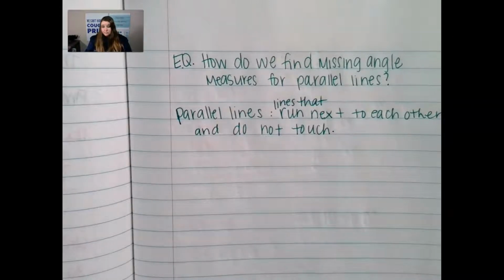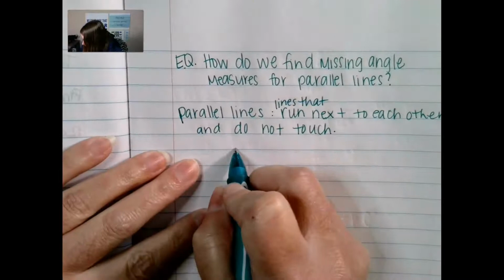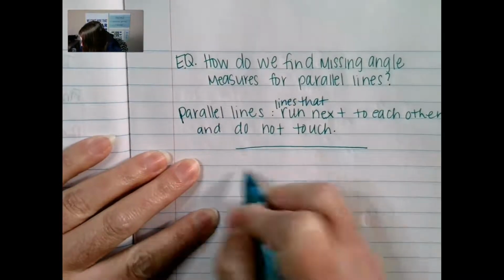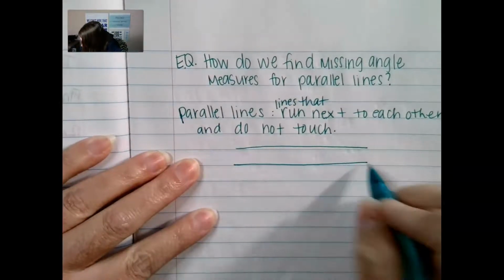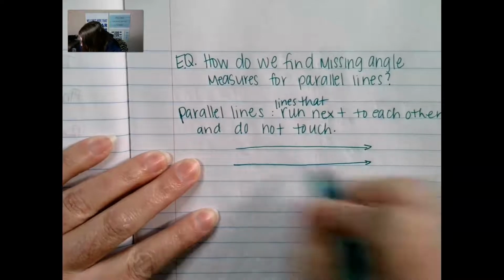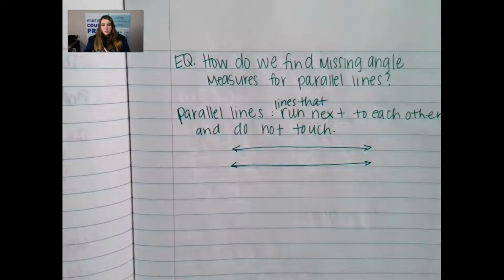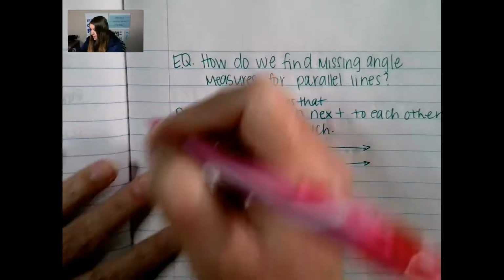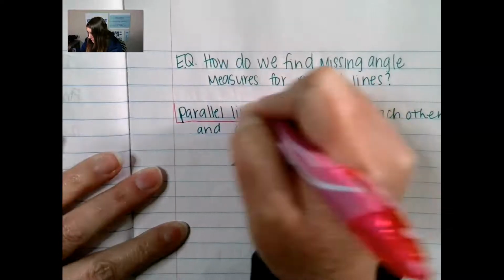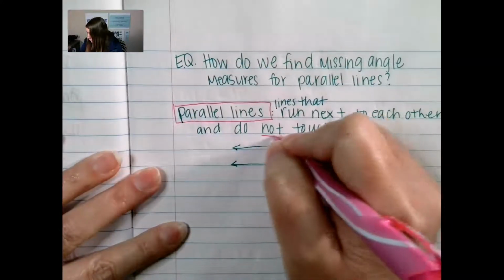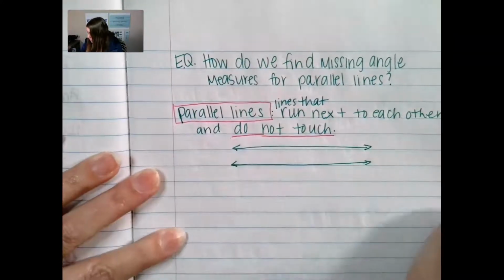railroad tracks. Okay, so these right here, the lines on our notebook, these are parallel lines. They just keep going in the same direction forever. They will never touch each other. These are parallel lines. Okay, so they do not touch.